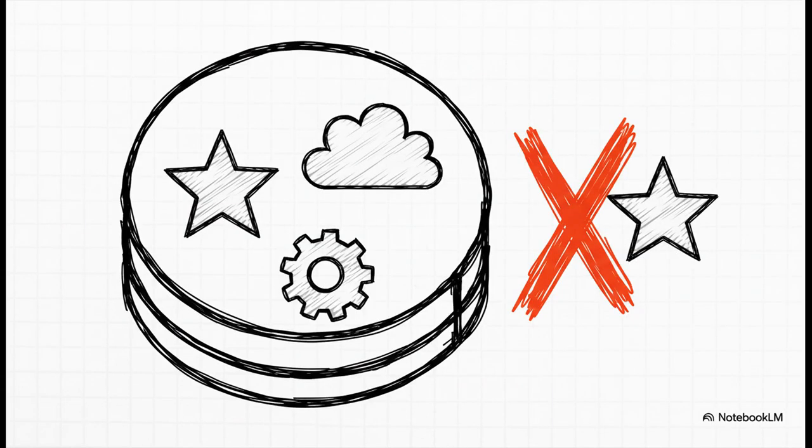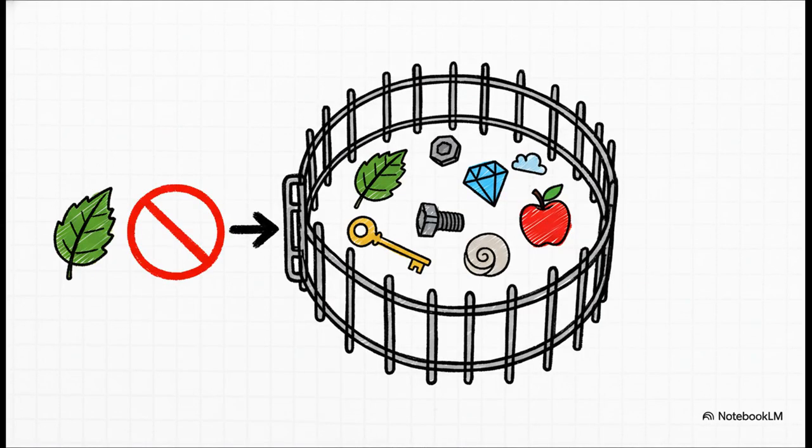All right, next up we've got the set. Now, a set plays by a completely different rulebook than a list. It has one big, strict rule that changes everything. And that big rule is uniqueness.